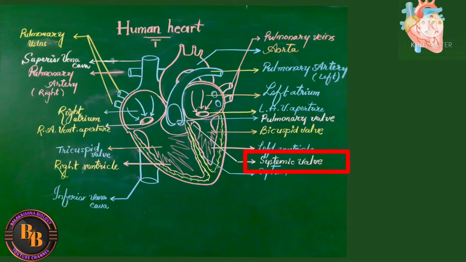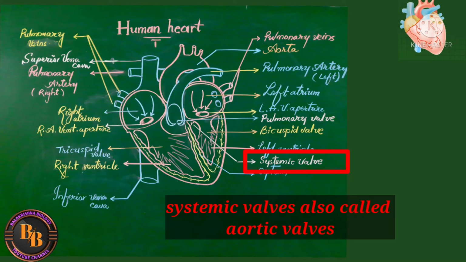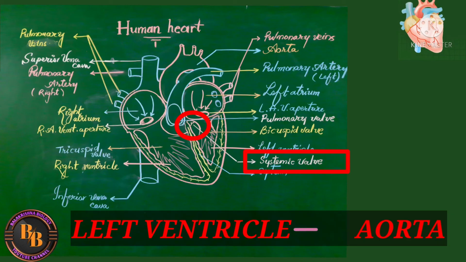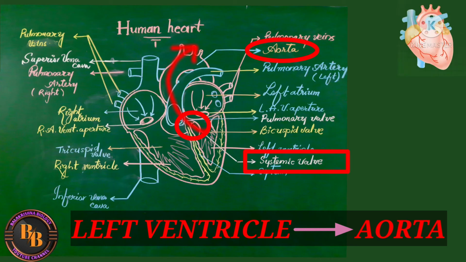Next, the last one, the aortic valve or systemic valve. It is present between the left ventricle and the aorta. This valve allows blood flow from the left ventricle to the aorta only.